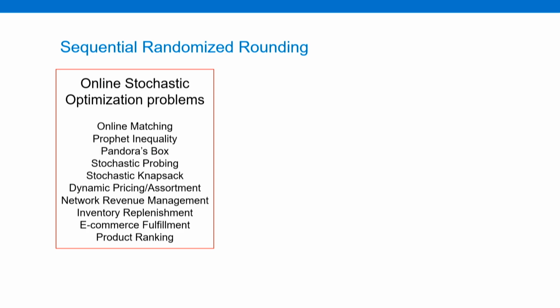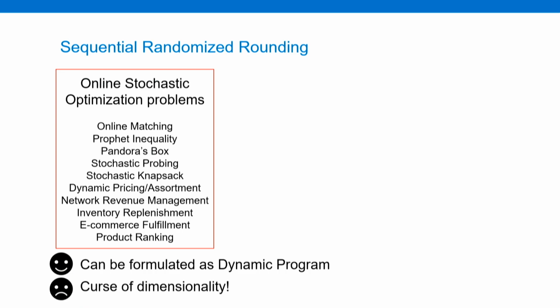So the analog of the integer programming hammer here is dynamic programming. In principle, you can solve all of these problems using dynamic programming, writing a stochastic dynamic program. But now the challenge is the curse of dimensionality. For a lot of these problems in online stochastic optimization, the state space will be exponential.